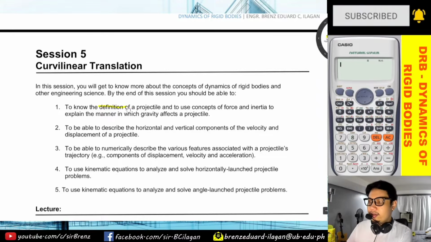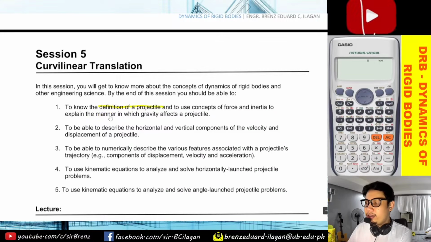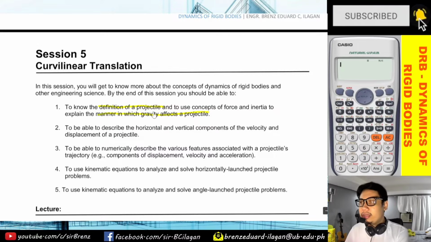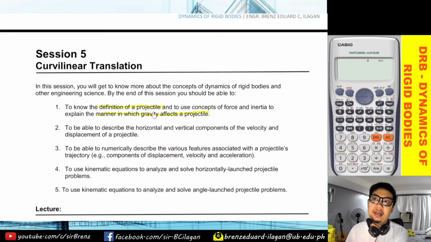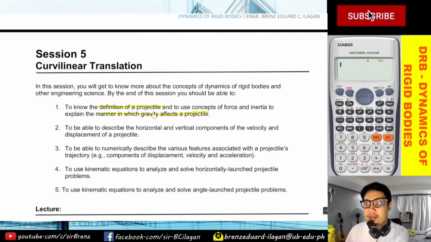Okay, so to know or define a projectile and to use its concept in the manner in which gravity affects a projectile. Okay, so dalawang bagay lang naman yung gagawin natin dito. Ang una, yung projectile kasi, it's a combination of rectilinear and free fall bodies.